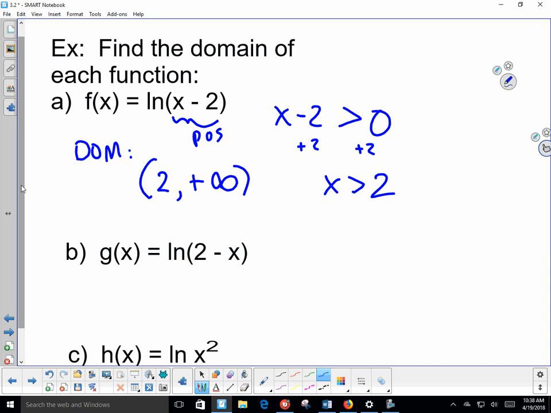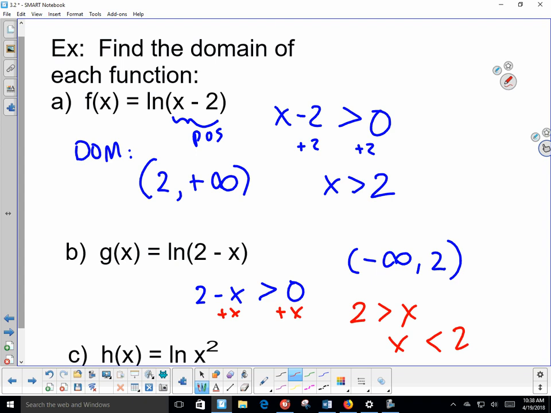How about g of x equaling ln of 2 minus x? Take a minute to work that out. What's our domain going to be for that? Rebecca, what do you think? Negative infinity to 2, not including the 2. Do people agree with that? Because 2 minus x has to be greater than 0. If I add x to both sides, I get 2 has to be greater than x, which means x has to be less than 2, which matches this.